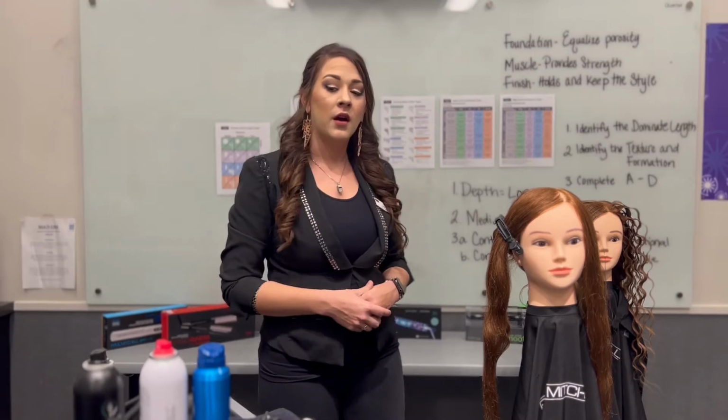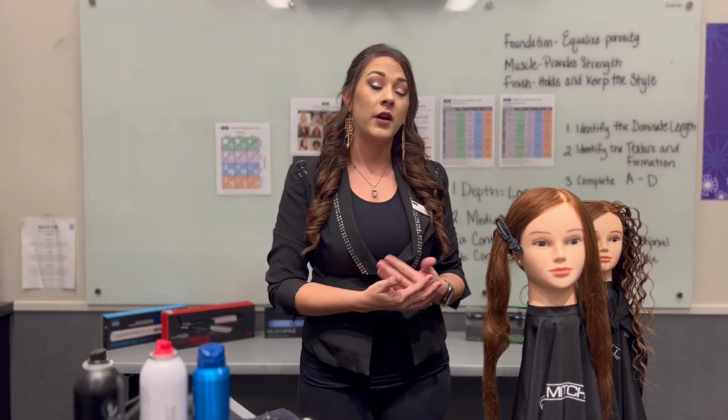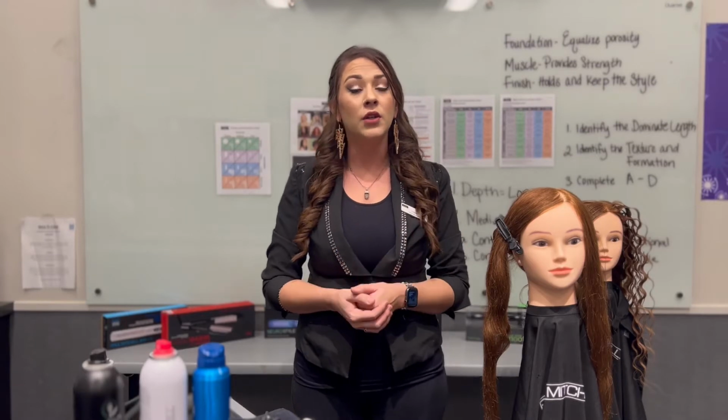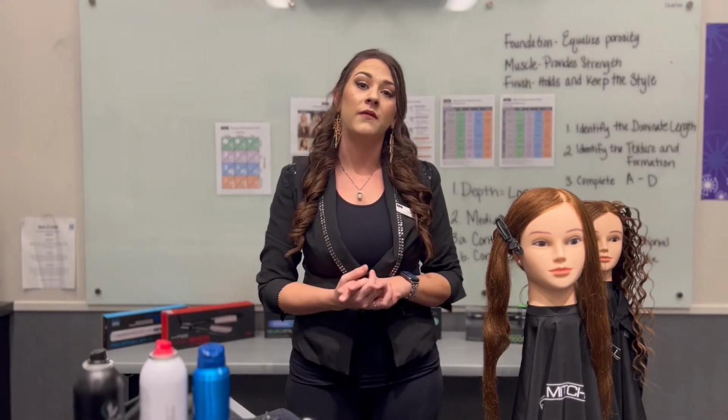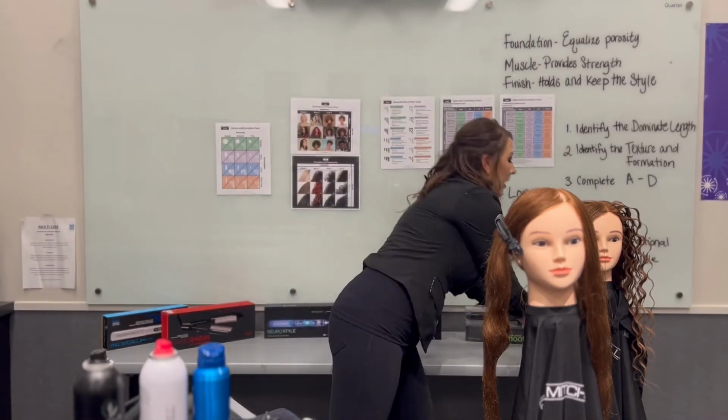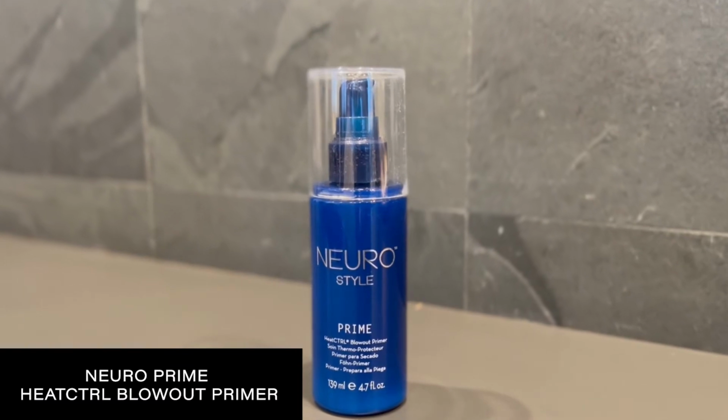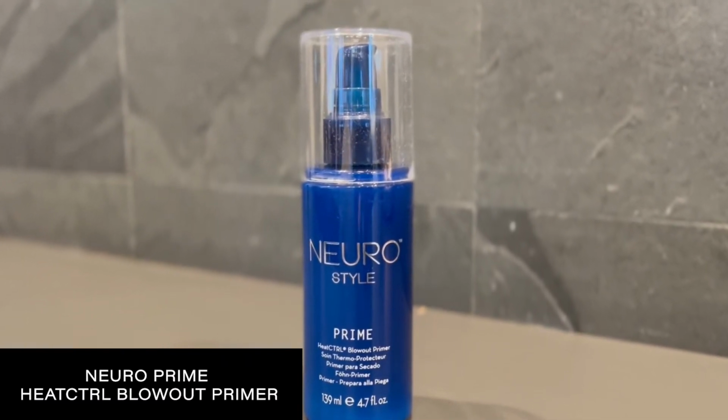So once we have gone in and done our pre-dry and our finish method for blow drying our client to get that style started, I do want to pull in 2 different types of foundation, muscle, and finishes. So for my blow dries, I do use a NEURO Prime, which is a heat protectant. It will help against the wind heat.